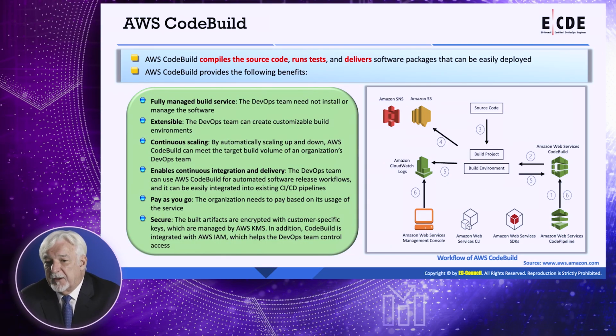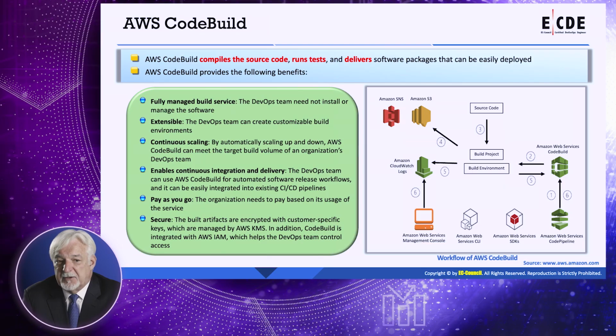AWS Code Build, another piece of the suite that AWS provides, compiles the source code, runs tests, and delivers software packages that can be easily deployed in this environment. It provides the following benefits. You have a fully managed build service. The DevOps team does not need to install or manage software. It's extensible. The team can create customizable build environments. There's continuous scaling. By automatically scaling up and down, AWS Code Build can meet the target build volume of an organization's DevOps teams.